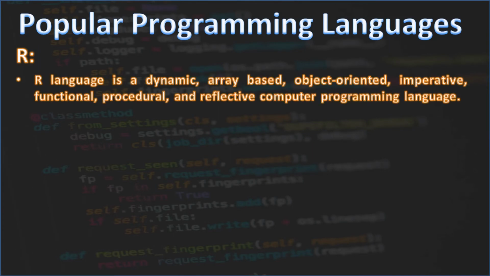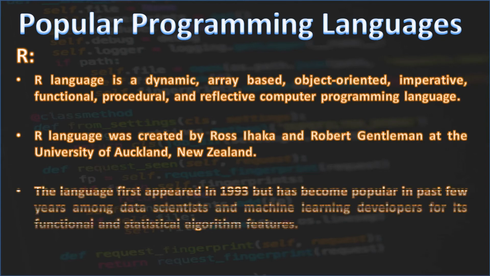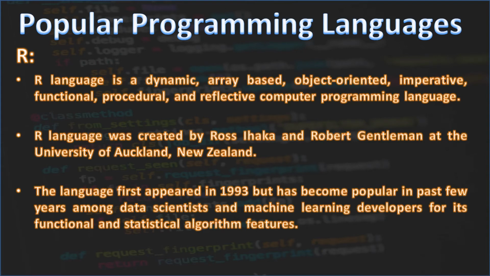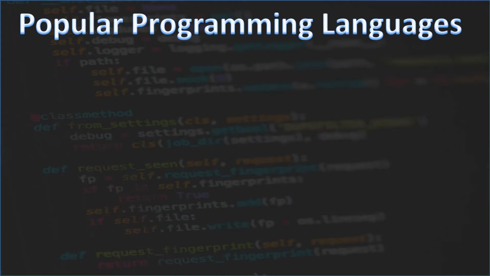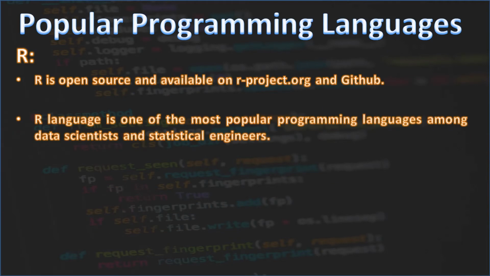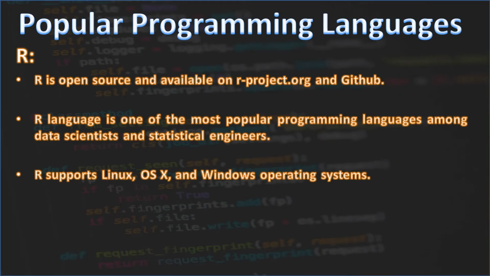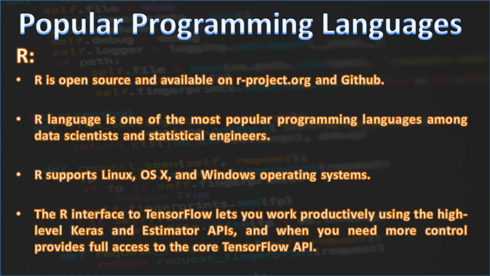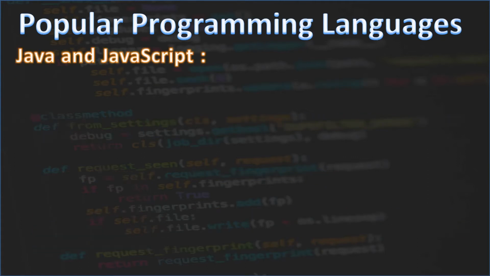So R was actually designed for statistical computations in 1993, and then it became very popular, such that it is used as one of the most prominent programming languages. It can be used in different operating systems, and R has some interfaces to TensorFlow, whose estimator APIs you might use. Java and JavaScript.